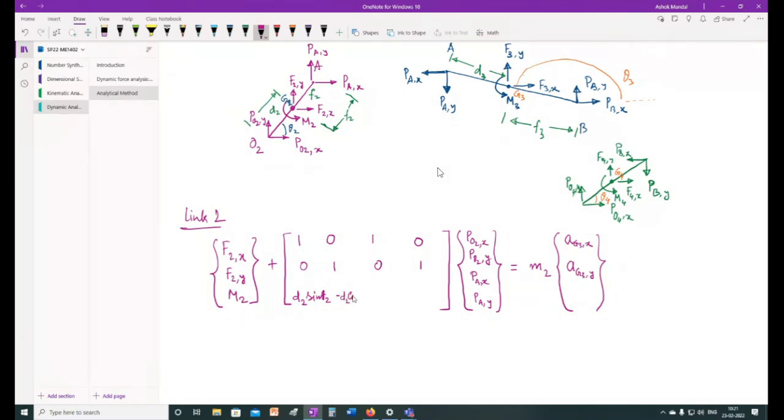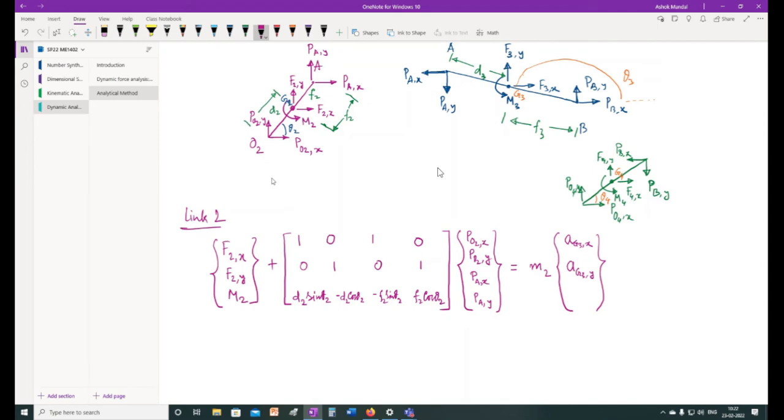And what about this quantity? This distance is F2, so we multiply F2. Yes, but there should be a minus sign because that is creating clockwise moment. F2 sin theta 2. And the last one is F2 cos theta 2. And what about this? What should I write here?